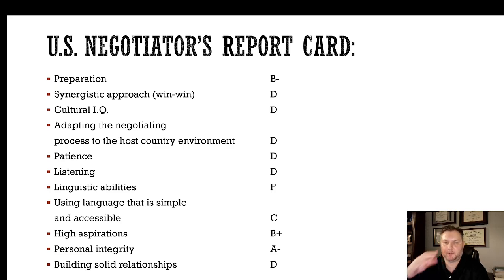So here's an example of where we rank by other countries, including countries we've dealt with, and group culture, not just countries, right? It's called different cultural groups, things like that, outside the U.S. mainstream. And it's kind of a poor report card, right? As you can see. So preparation, B minus, okay, that's not too bad, right?